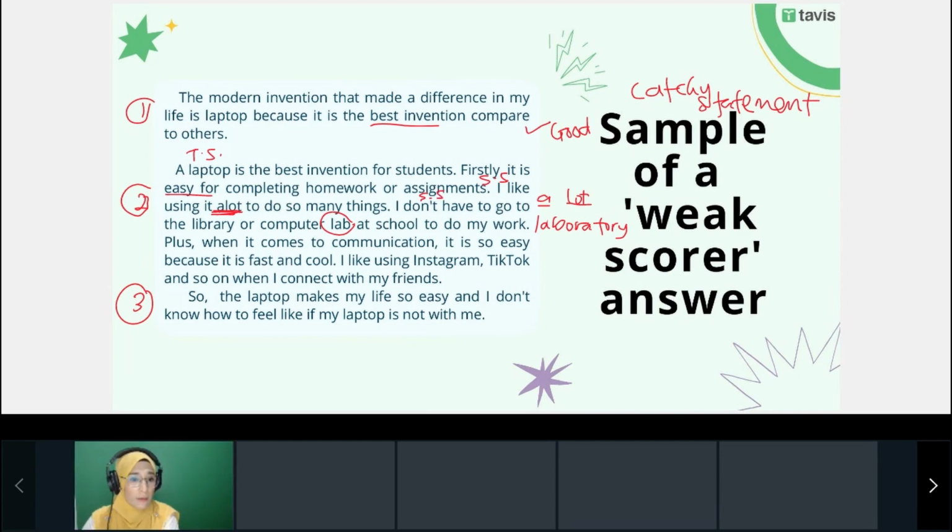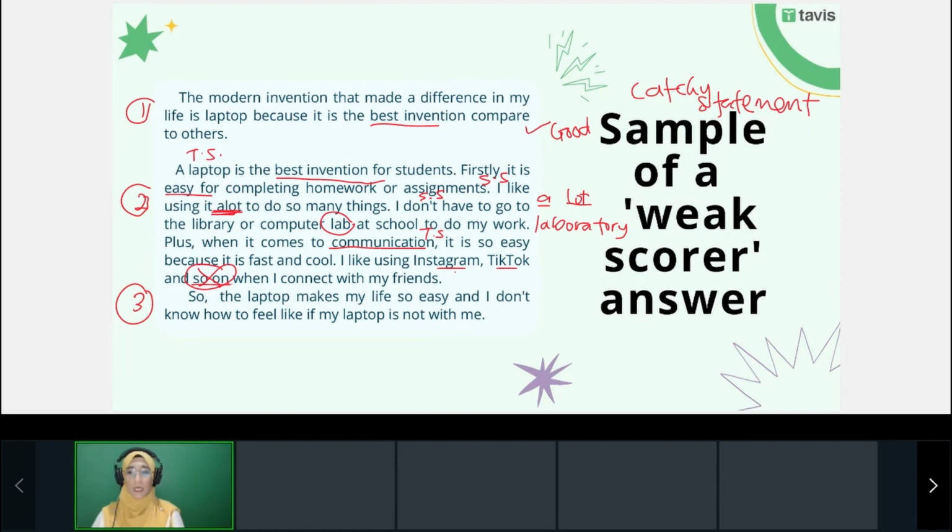Then you can see this is another topic sentence because it's talking about communication. For this one, it's talking about the laptop being the best invention. So another topic sentence: it is easy because it is fast and cool. I like using it. So this person is good, providing an example of Instagram, TikTok, and so on.